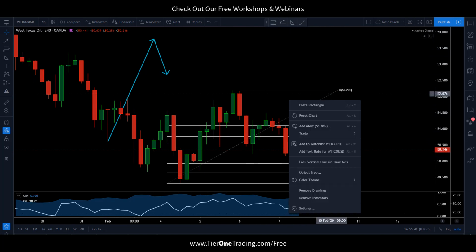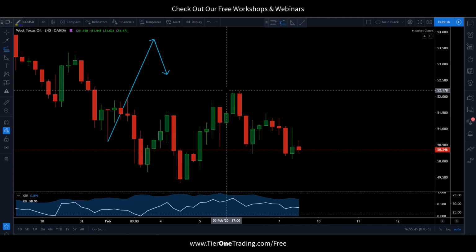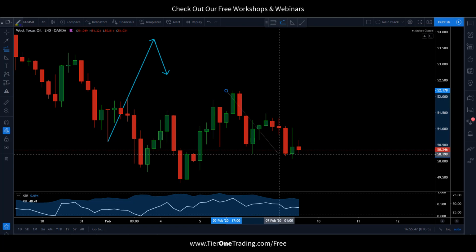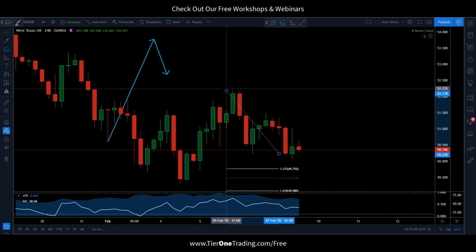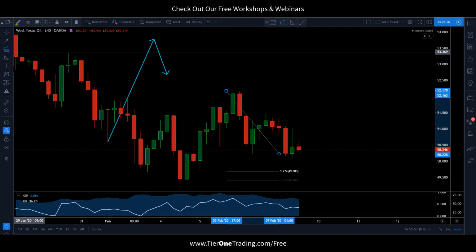So what I'm going to do is erase this Fibonacci right here. I'm going to take my Fibonacci extension. I'm going to draw it from this leg to this leg, right? This swing high to swing low and back up. And that 127 is going to start my zone for the pattern completion.